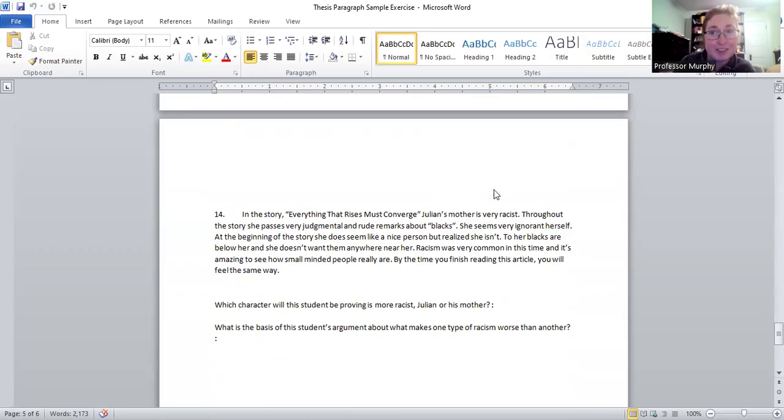I encourage you to look through this. It's an assignment and an exercise I've used for a lot of years because it shows really well what we're looking for.